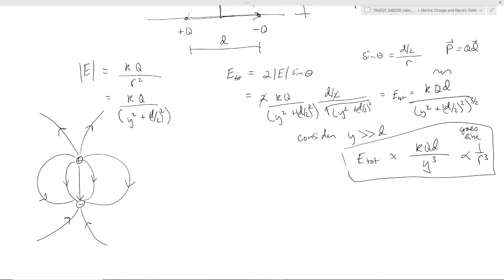So, hopefully this gives you a flavor for this dipole. It appears in some problems, and I think it's a good thing for you to be aware of, and to be aware of how it behaves as well.